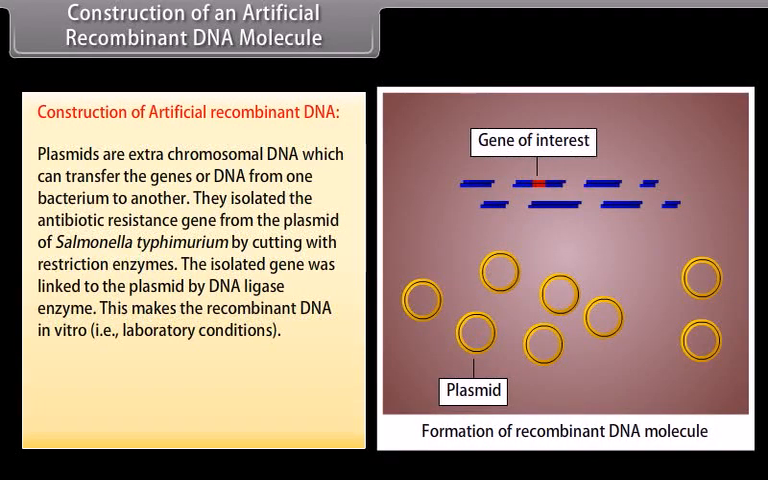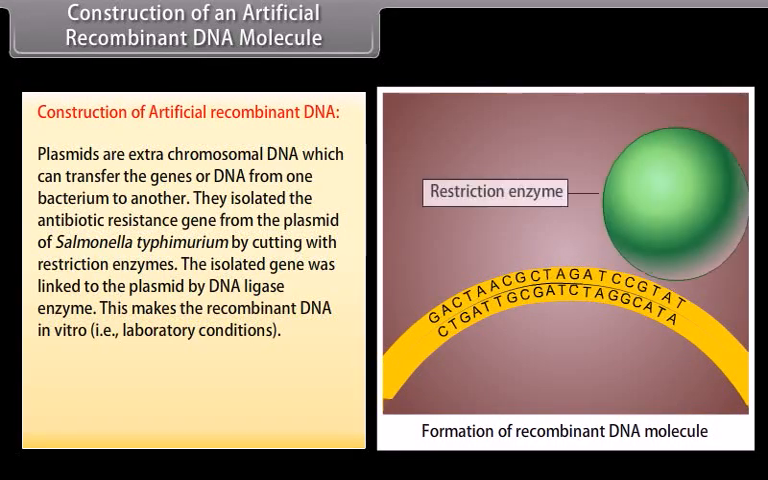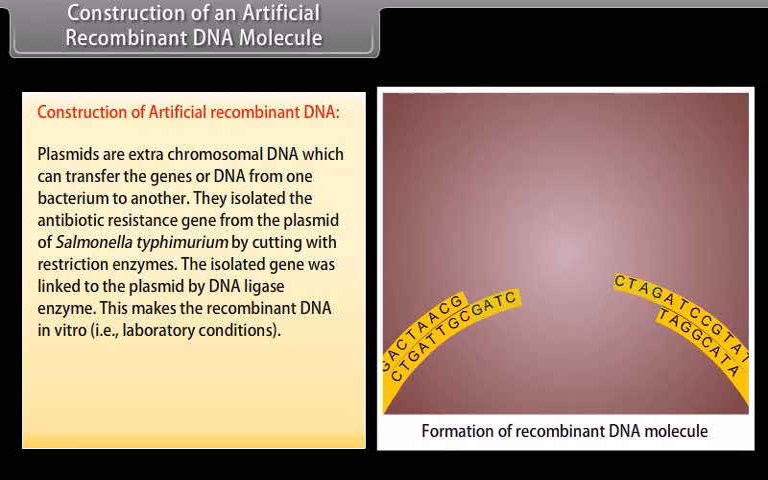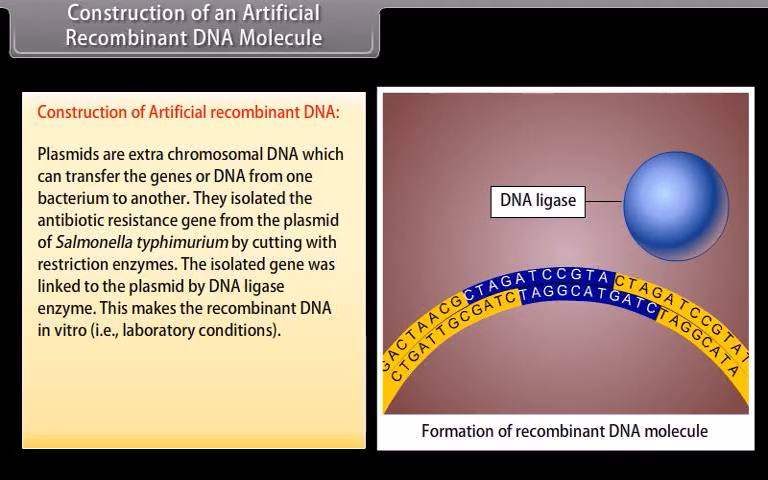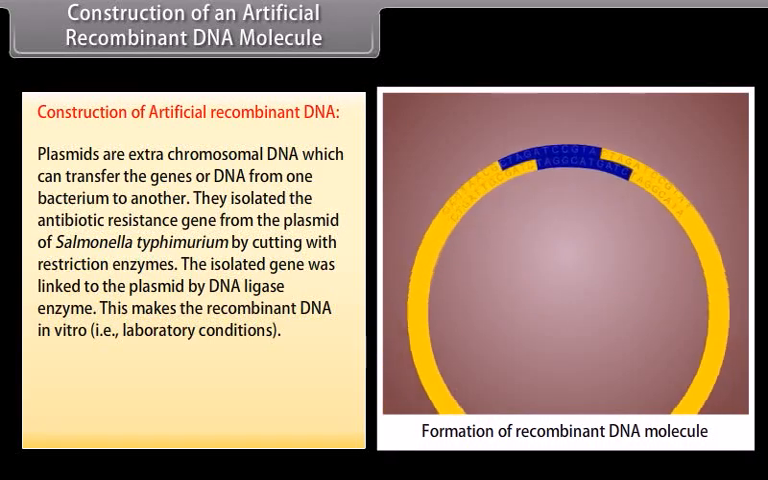Plasmids are extrachromosomal DNA which can transfer genes or DNA from one bacterium to another. They isolated the antibiotic resistance gene from the plasmid of Salmonella typhimurium by cutting with restriction enzymes. The isolated gene was linked to the plasmid by the DNA ligase enzyme. This makes the recombinant DNA in vitro, that is, under laboratory conditions.